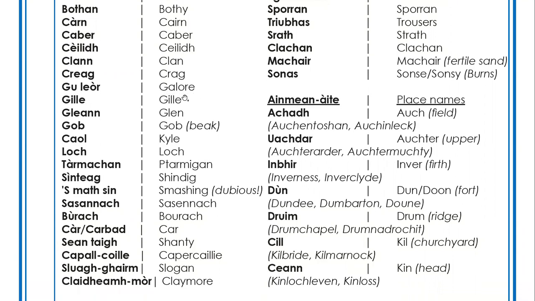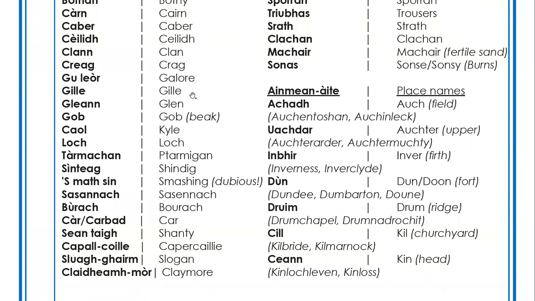The English word galore, whisky galore, gu leòr, plenty or enough. A gilly, in Scottish English certainly is a kind of manservant who would work on an estate, somebody who perhaps hunts deer, fishes, keeps Highland estates running for their rich landlords. Gille, and this basically means a boy, in Gaelic.